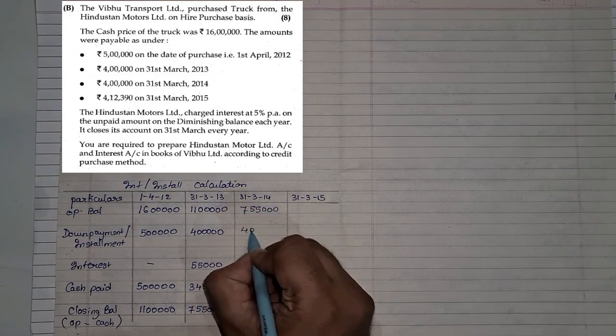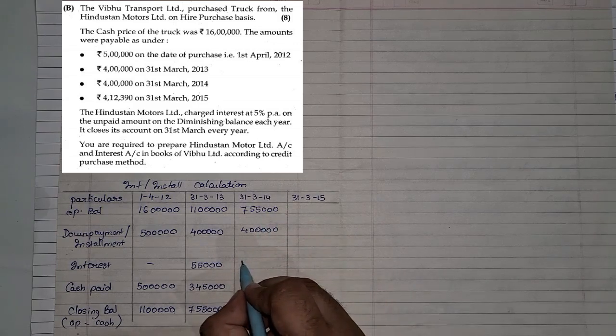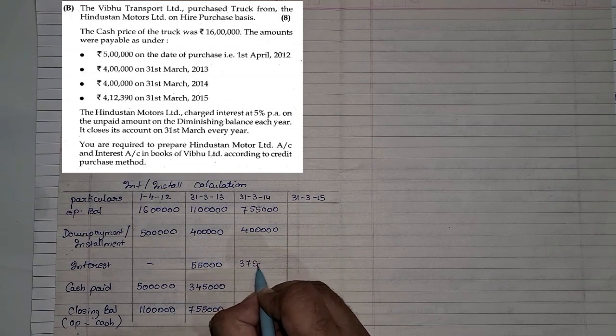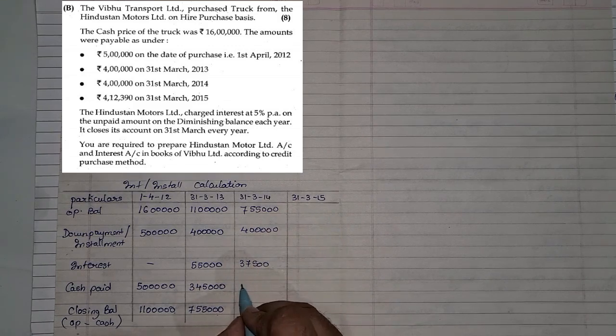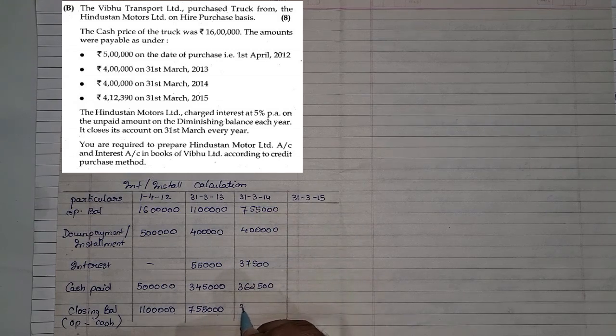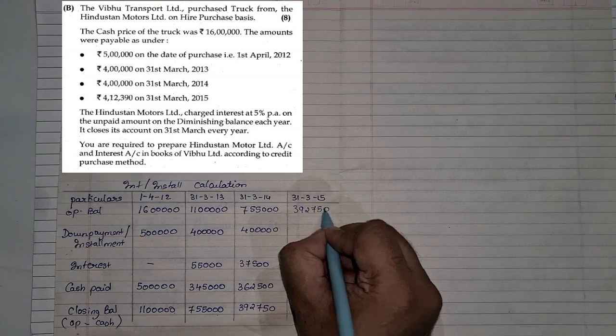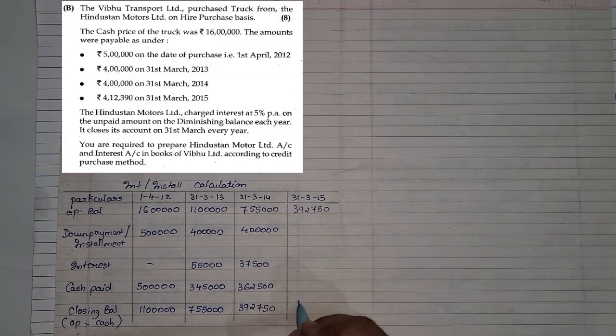The next installment is also 4 lakhs. 7,55,000 at 5% is 37,500. 4 lakhs minus 37,500 will give you 3,62,500. 755 minus 362 is 3,92,750. Again last year's closing will become this year's opening. Last year, remember, opening minus cash should be 0. So I'll have to put down the same value, only then I can get a 0 value.